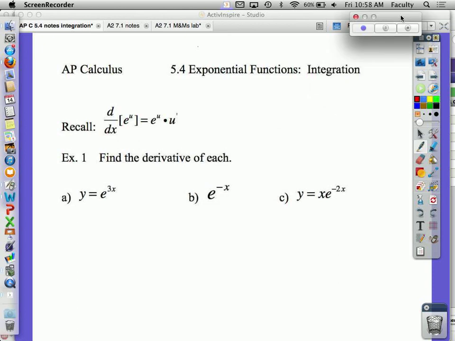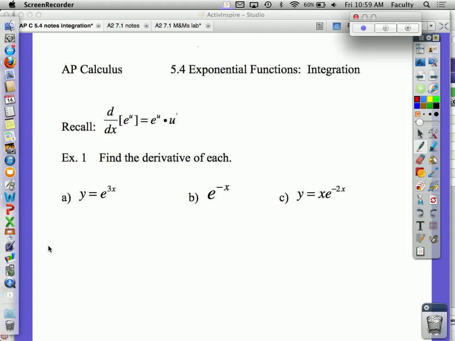All right, 5.4 notes. You should be able to find this. To do a quick review, because I moved part of 5.4 up earlier in the year, we'll review it real quickly. If you want to do the derivative of e to the u, it's just e to the u times u prime. So, go ahead and try example 1, A, B, and C.